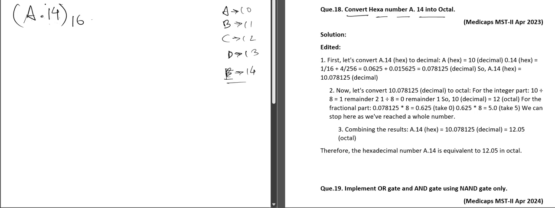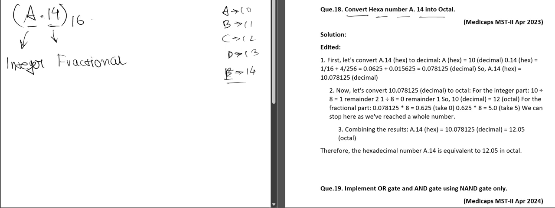Okay. So this hexadecimal number has two parts: the part which is present on the left hand side of the decimal point, and the part which is present on the right hand side of the decimal point. The part on the left hand side of the decimal point is known as the integer part, and the part on the right hand side of the decimal point is the fractional part.